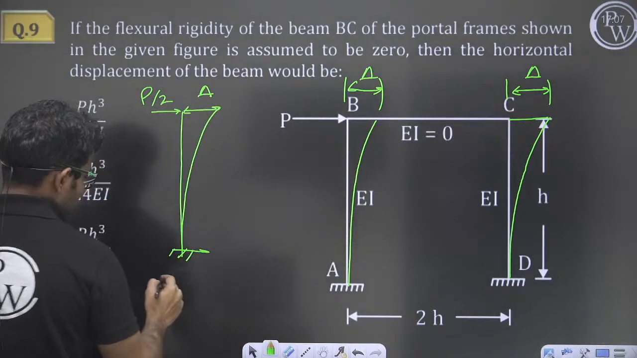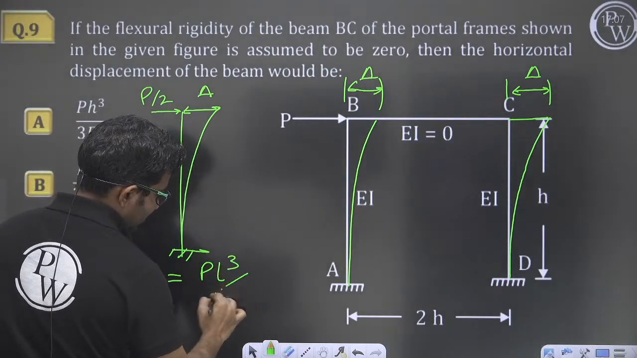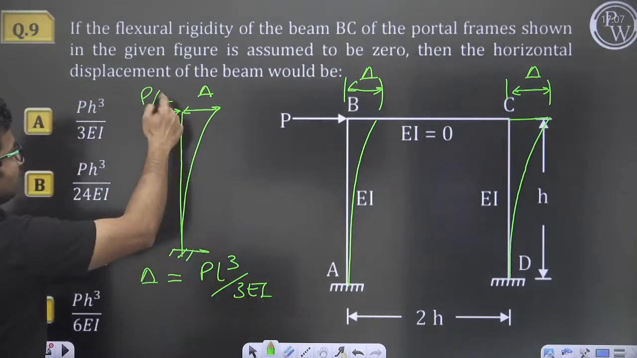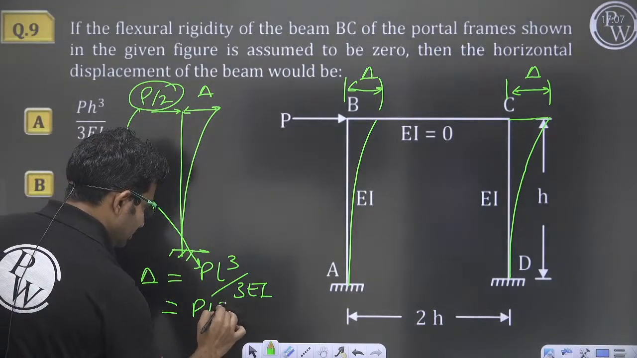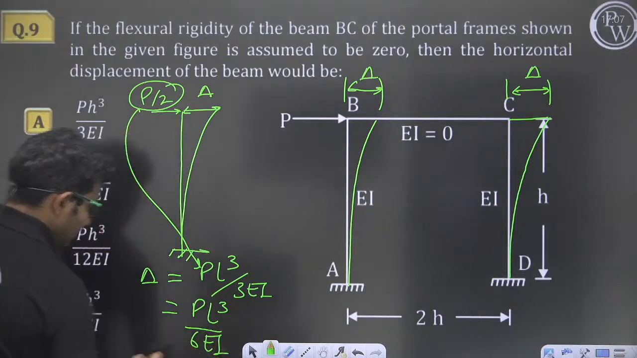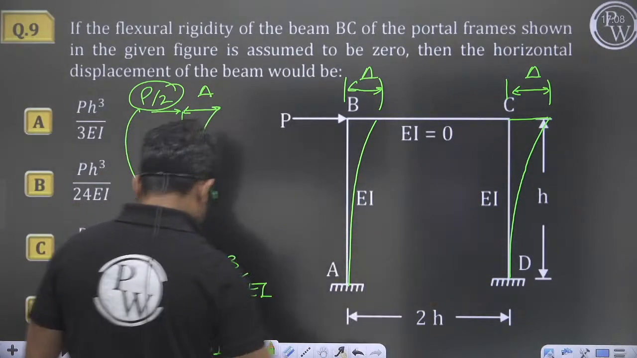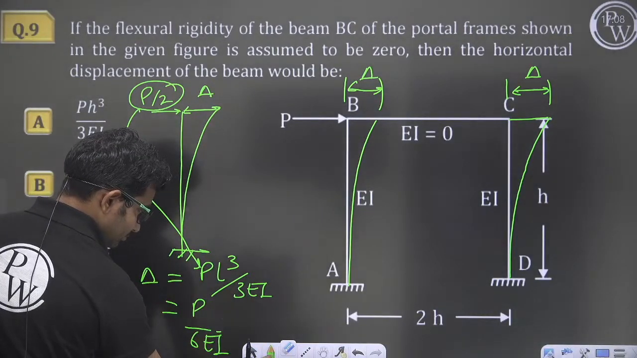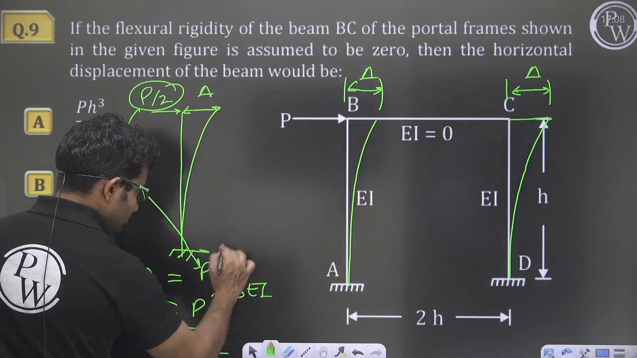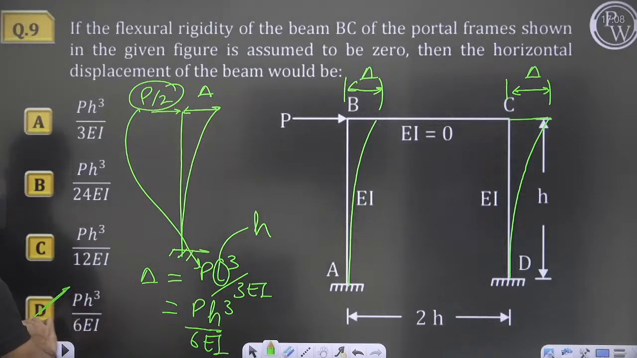So delta will be equal to PL cube upon 3 EI. That is the formula. But instead of P, we will take P by 2 here. So it will be PL cube upon 6 EI, and in place of L, we will take H. So PH cube upon 6 EI, correct answer will be option D. So question 9, correct answer is D.